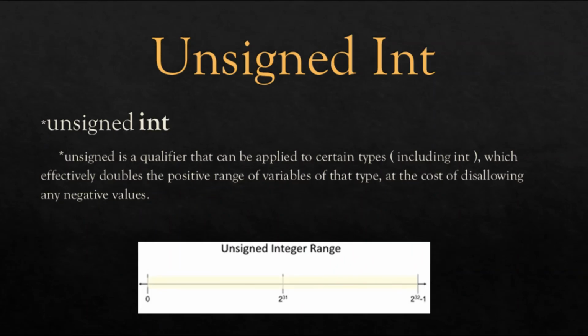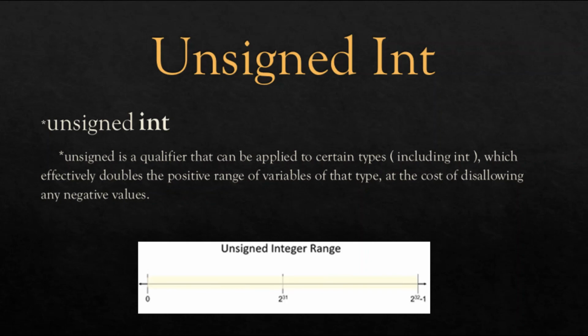But again, the range of values that you can represent with an unsigned integer, as opposed to a regular integer, are 0 to 2 to the 32nd power minus 1, or approximately 0 to 4 billion. So you have effectively doubled the positive range that you can fit, but you have given up all the negative values.